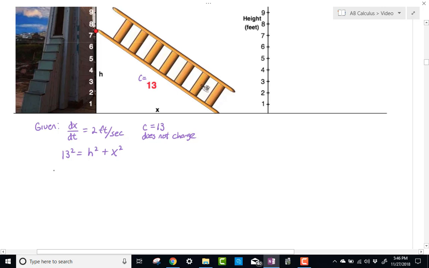Now we'll take the derivative. So we're going to take d/dt of 13 squared equals h squared plus x squared.